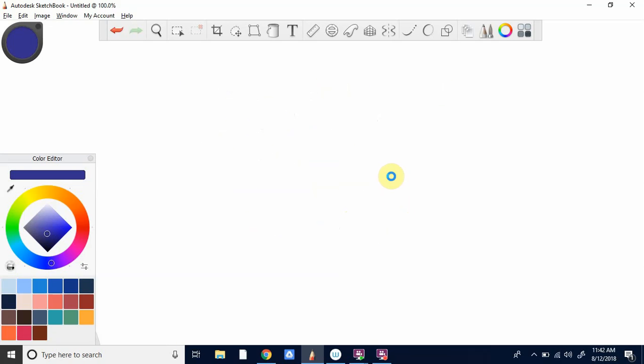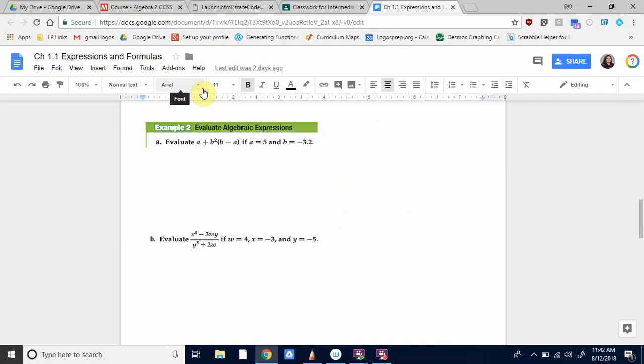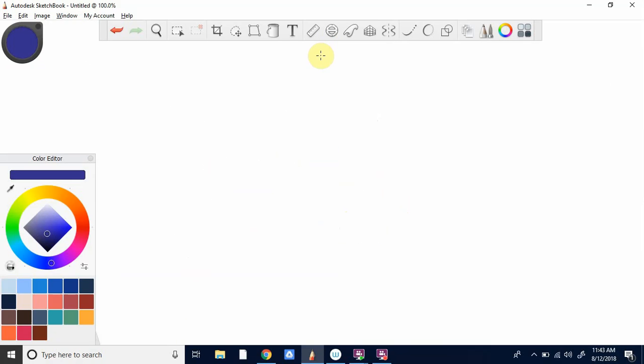Okay, so let's look at B. It's another complicated one. All right, so B's got fractions. We said the division bar is an order of operation. It is a grouping symbol. So let's figure out how we're going to do this. So first we're going to substitute all the values in here.